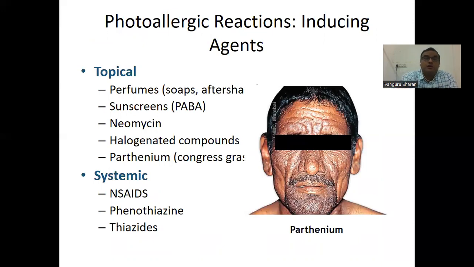And what things cause photoallergic reactions? Perfumes, aftershaves and soaps, PABA containing sunscreens, neomycin, halogenated compounds, and parthenium or congress grass. Some NSAIDs, phenothiazine, and thiazides do cause photoallergic reactions also.